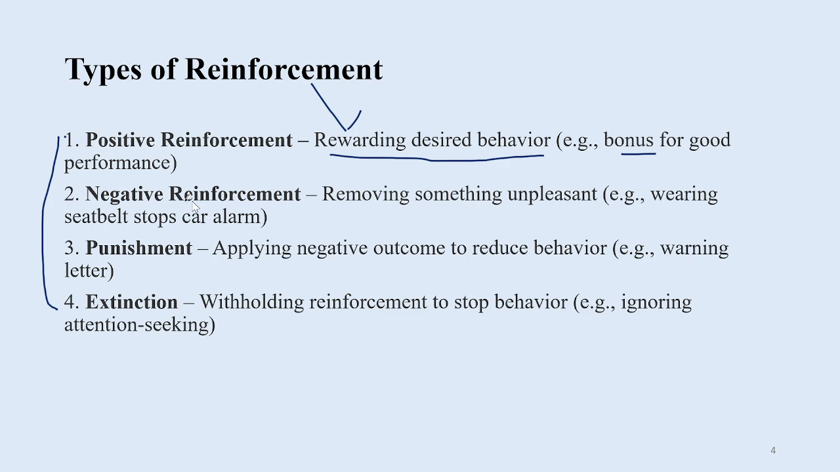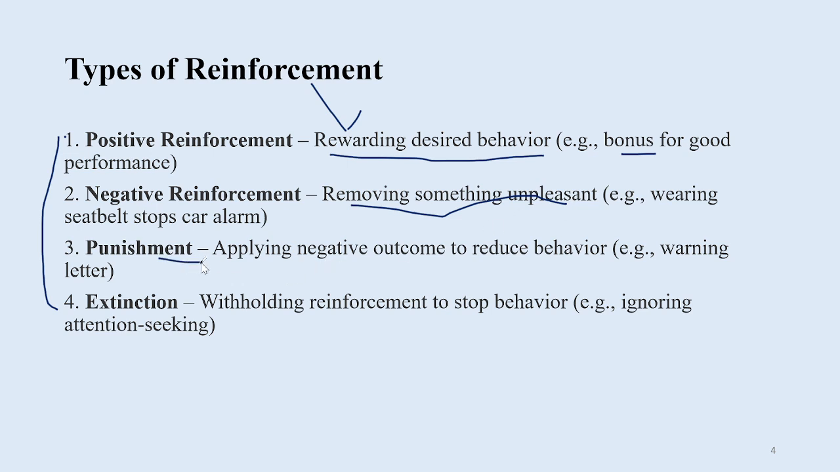Negative reinforcement is basically removing something unpleasant. You remove something unpleasant for a behavior to be repeated. For example, when you don't wear a seat belt when you are driving, your car alarm starts sounding, which irritates you. Next time you will wear the seat belt to avoid the alarm ringing. So that is basically removing something unpleasant from a behavior so that now you will do it in the future.